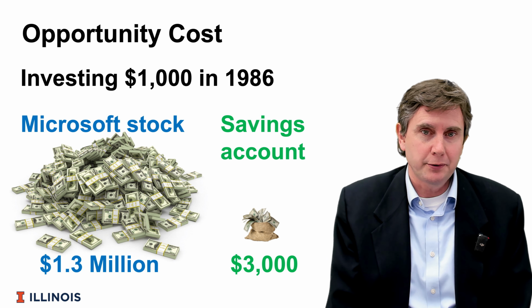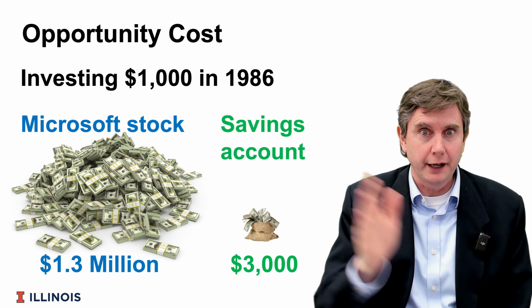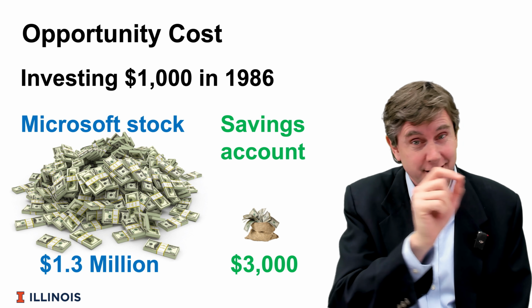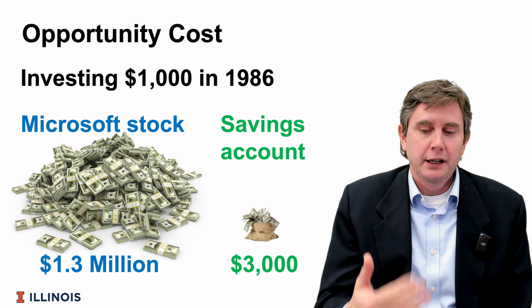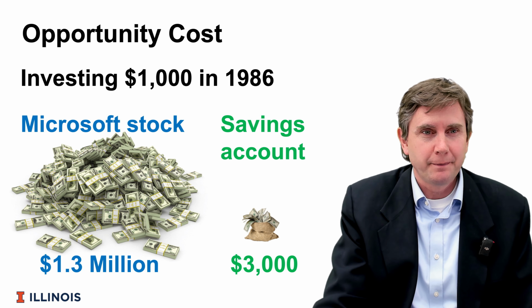Now, that's a pretty good story of opportunity cost, isn't it? In one case, you got 1.3 million. In the other case, 3,000. Same dollars invested, right? But you had to pick one path. So hopefully time value of money can help us invest in things like Microsoft, right?